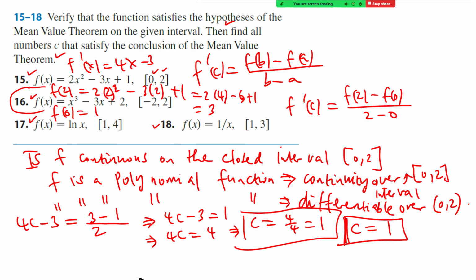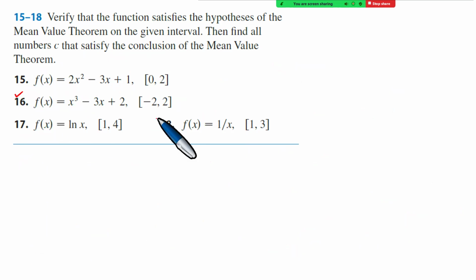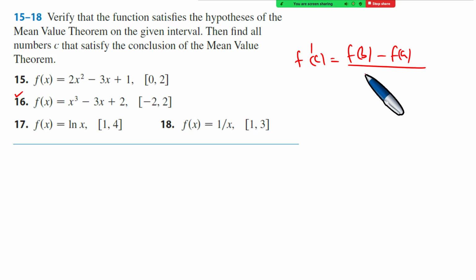The next problem is number 16. Number 16 is exactly this one here. Let us first find the derivative of this. Why? Because we remember that f prime of c must be f of b minus f of a, all divided by b minus a. What is the derivative of this? Obviously, the derivative of the polynomial function is 3x squared minus 3. This is the derivative of this function here.